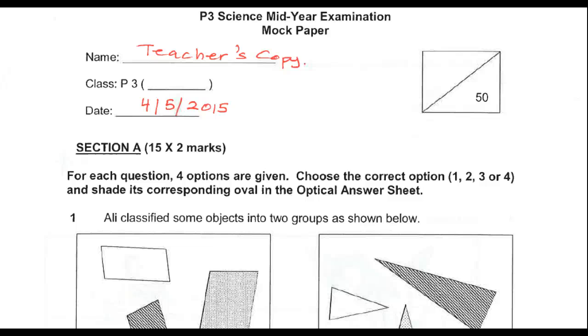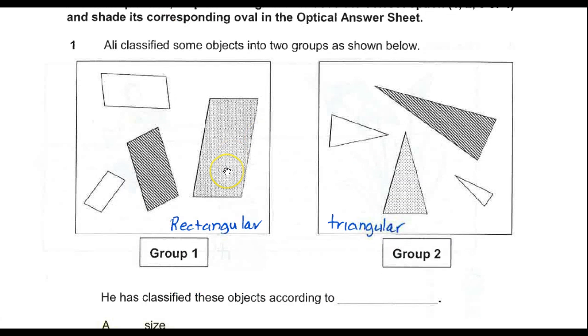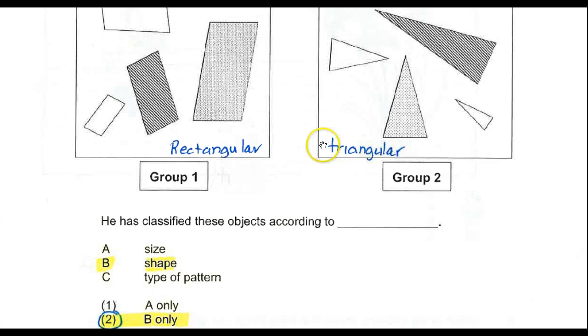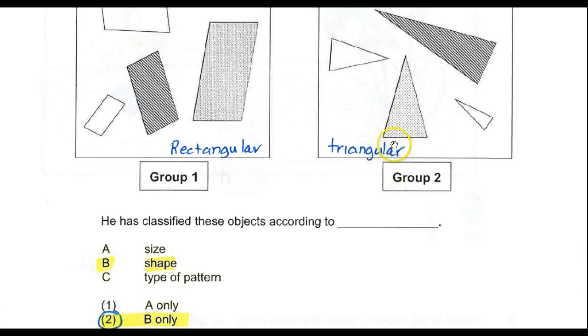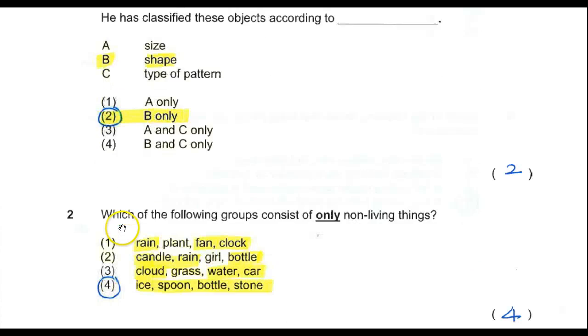Now this session is for your corrections for your science mid-year mock paper. Right, question 1 over here, you can see these are divided into shapes, rectangular, triangular. Now he has classified these objects according to shape but not size. You can't really see because different sizes are in each block, and a different pattern in each block. So the answer, the choice, is 2.